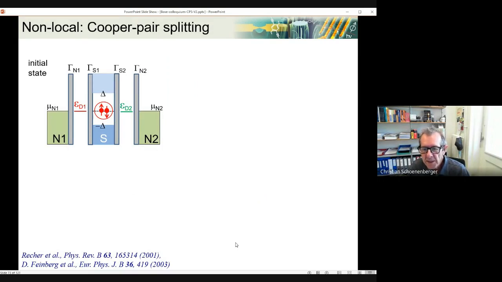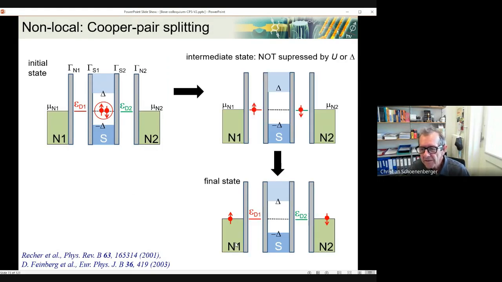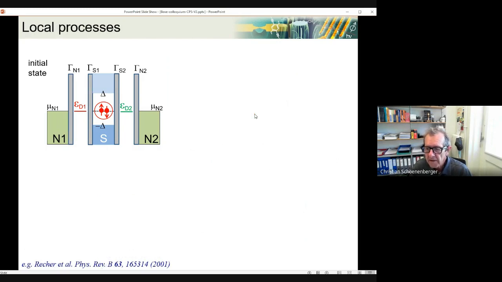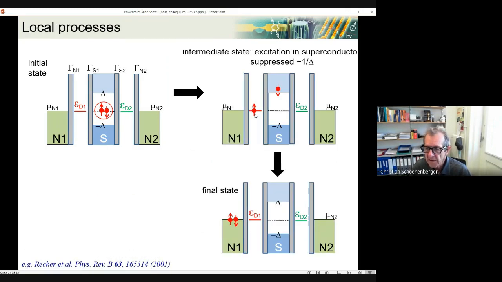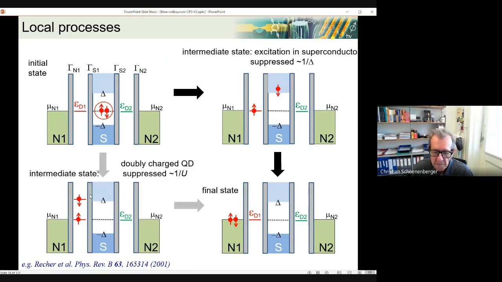And I have here some pictures of the process which we want. We want to come from the top left to the bottom right. The simple picture is that the electrons split by resonant states in the two quantum dots. Obviously this process, where one quasi-particle stays in the superconductor, is a virtual state, and will be suppressed with 1 over delta. And then the other process, where you have 2 electrons in the quantum dot, say on the left side, adds some charging energy, suppressed by 1 over U.